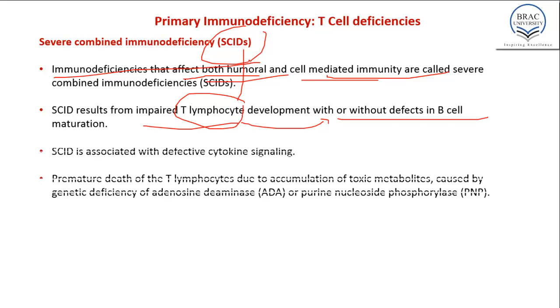SCID is associated with defective cytokine signaling. Cytokine signaling is very important for our bodily function and is an important part of body regulation. Most cytokines are cell-secreted proteins and are necessary for intercellular signaling. Most cytokines are local regulators that alert and activate lymphocytes. Some cytokine signaling pathways involve hormones such as growth hormone and leptin. So you see, this is a very important pathway for regulating body function.